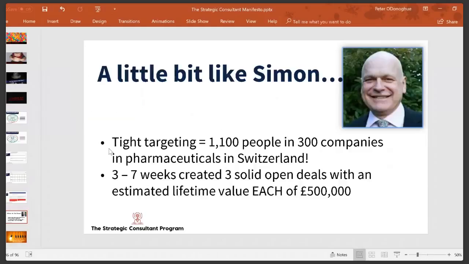So with that new messaging and targeting, we approached just over 1,000 people in 300 companies in Switzerland. Within 3 weeks, I had meetings and created 3 solid open deals with an estimated lifetime value each of about $500,000. And they were just opportunities at the time.